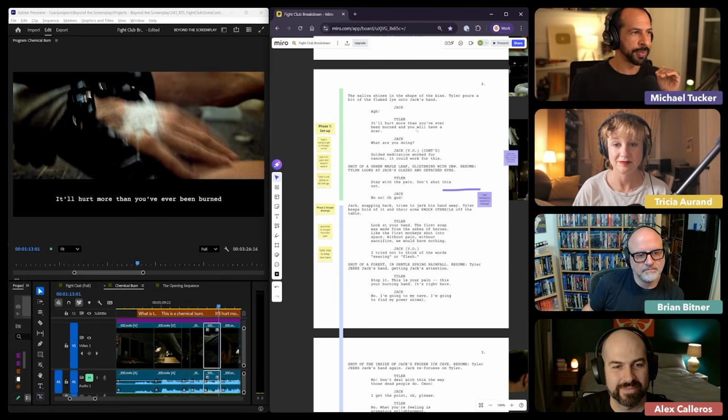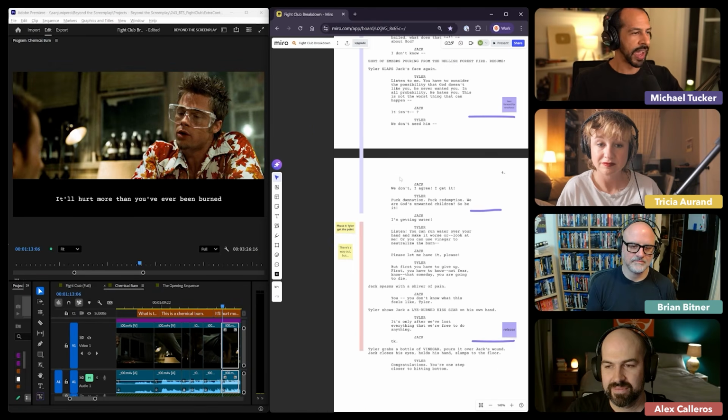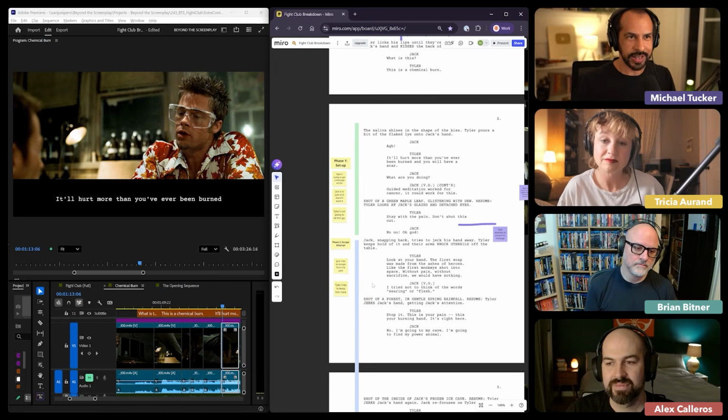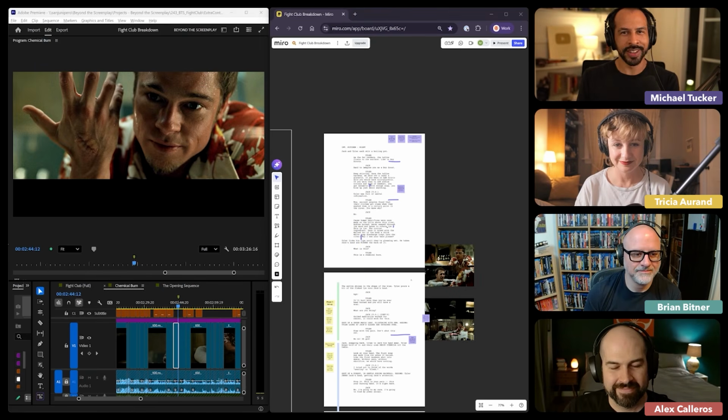This scene is broken up into 4 phases, and these phases are also matched by blocking changes in the scene. How does David Fincher block a scene?